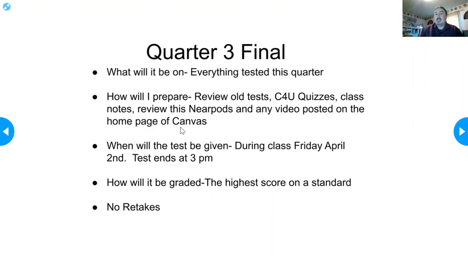And keep in mind, there's no retakes on this. So if you don't like the score you got on your final, it is what it is. It's your last opportunity to show mastery of the standards. It's your last opportunity to bump your grade up to a passing score. After Friday, that's it.